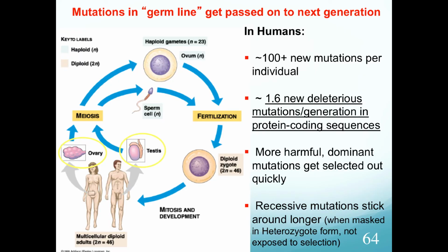So remember that mutations in the germline get passed on to the next generation, and you can have about 100 new mutations per individual. And out of those, about 1.6 of these mutations will be deleterious mutations that occur in protein coding sequences. Other more harmful dominant mutations will immediately lead to the death of the organism that they occur in, and therefore they will be selected out of the population. Whereas recessive mutations can stick around longer because they're masked from selection by being in heterozygote form.